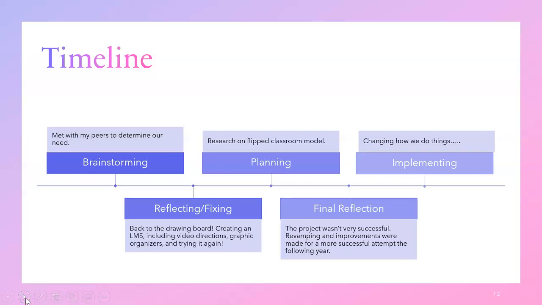This was my timeline. Initially, in determining my capstone project idea, there was brainstorming. I met with my grade level peers and we determined our need. Our need was additional time needed for science and social studies content so that we can include background knowledge. The research that went into the flipped classroom model, and then, of course, implementing.